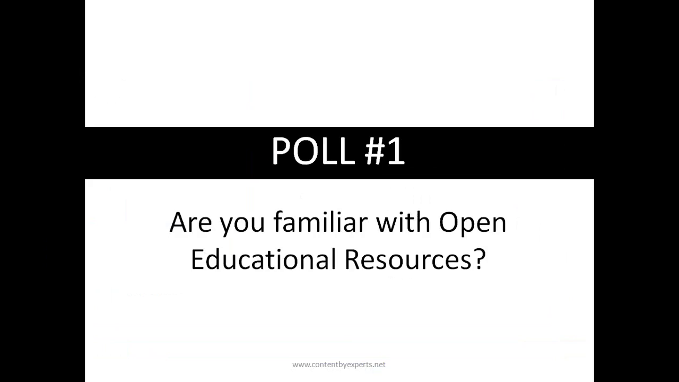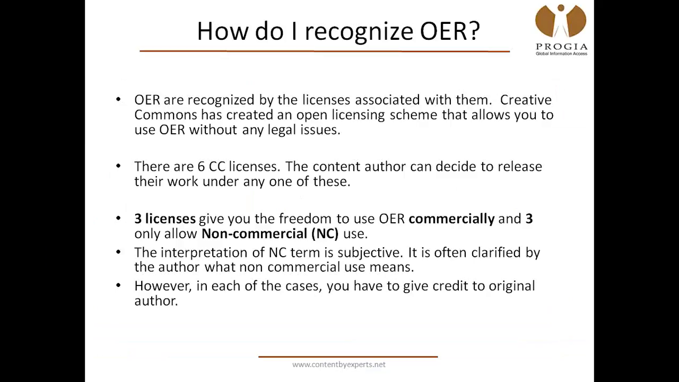Okay. So now, how do I recognize OER? Basically, OER are recognized by the licenses associated with them. Creative Commons is a non-profit organization that has created an open licensing scheme that allows you to use OER without any legal issues. So there are 6 Creative Commons licenses, and out of these 6, the author can decide under which he or she wants to release their work for others to use. From these 6 licenses, 3 give you the freedom to use them commercially, and 3 allow only non-commercial use.